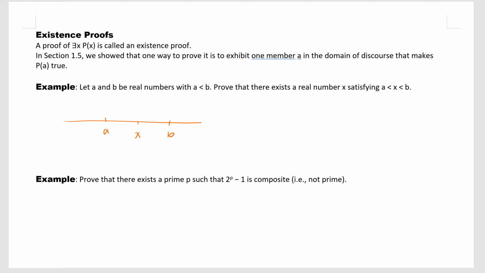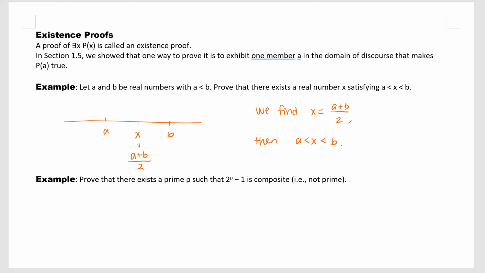Can you find any numbers between a and b? Well, this looks like the midpoint of them, right? The midpoint formula is a plus b over 2. So yes, we find x, which is a plus b over 2. Then we have x is greater than a and less than b. And then this is finished.